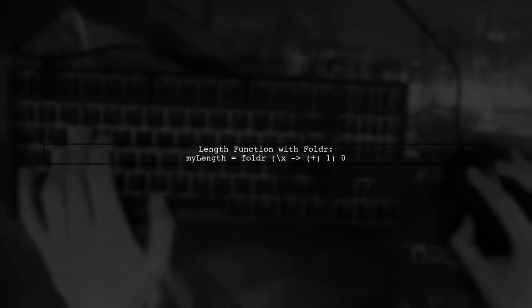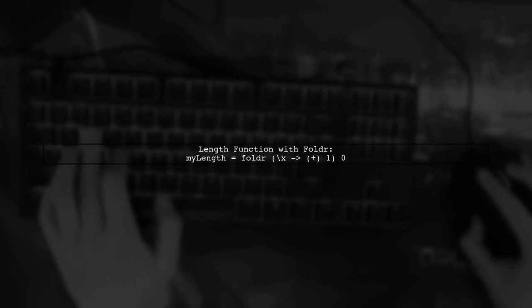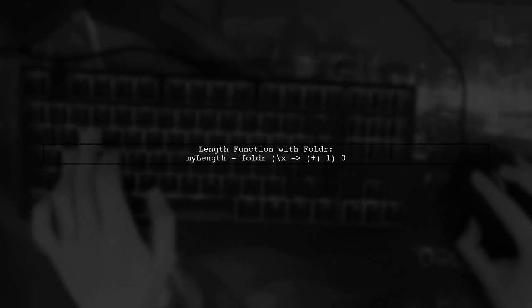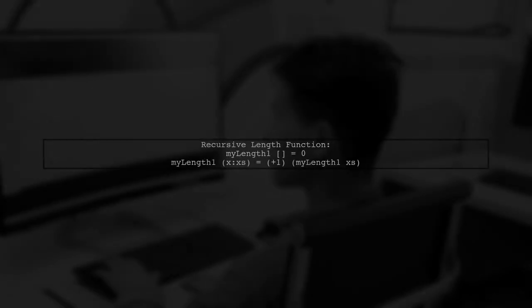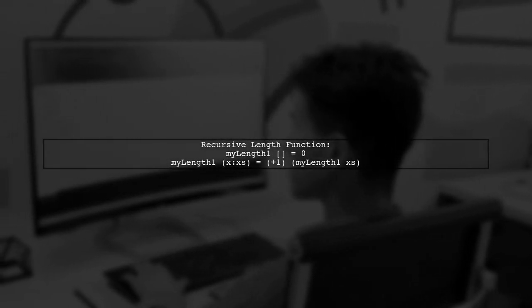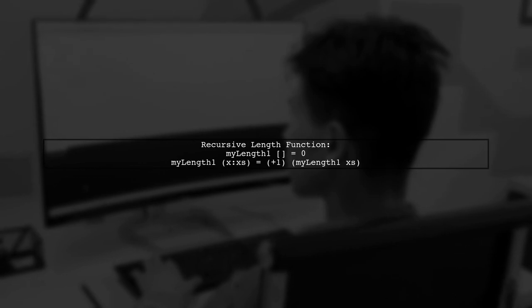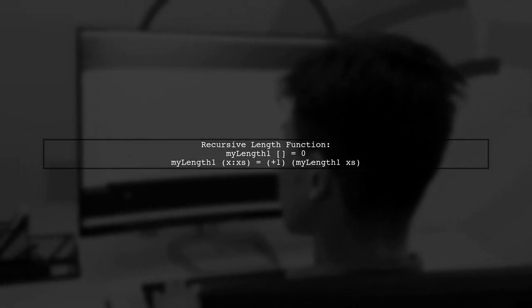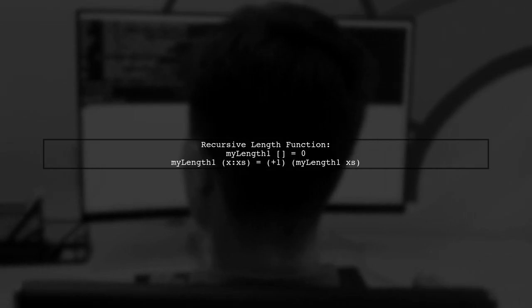Now, we can implement our length function. The first version uses foldr to count elements by applying a function that adds one for each item in the list. The second version, myLength1, is a straightforward recursive function that counts elements by calling itself on the tail of the list.